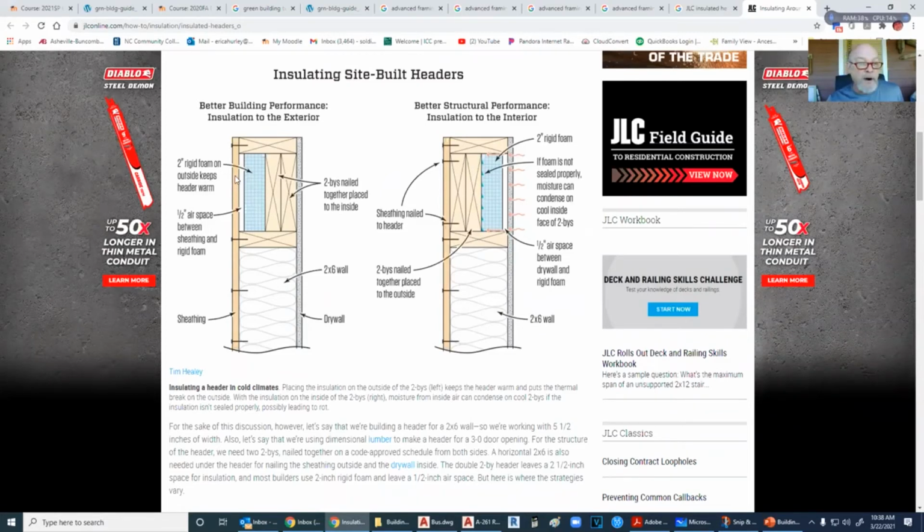Why not split it apart? Same reason. If we were to put this over here, then condensation is going to get through this wood, because wood is porous, and it's going to settle in between the headers and could possibly rot both of them rather than just one. So the preferred method is having the foam to the outside and keeping the header warm, as well as the rest of the room and everything.